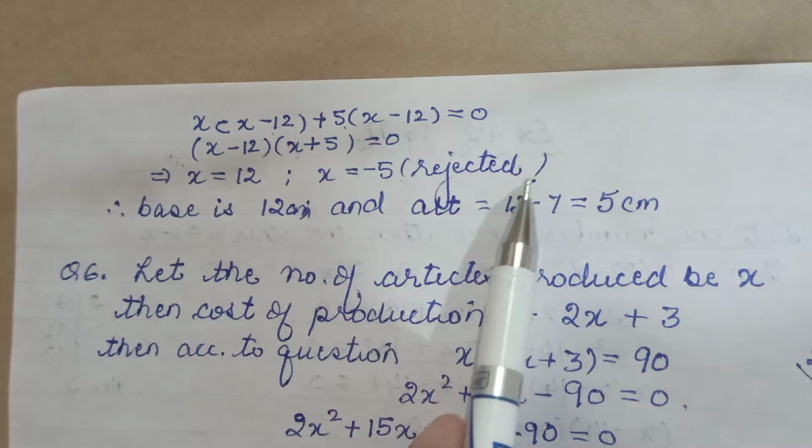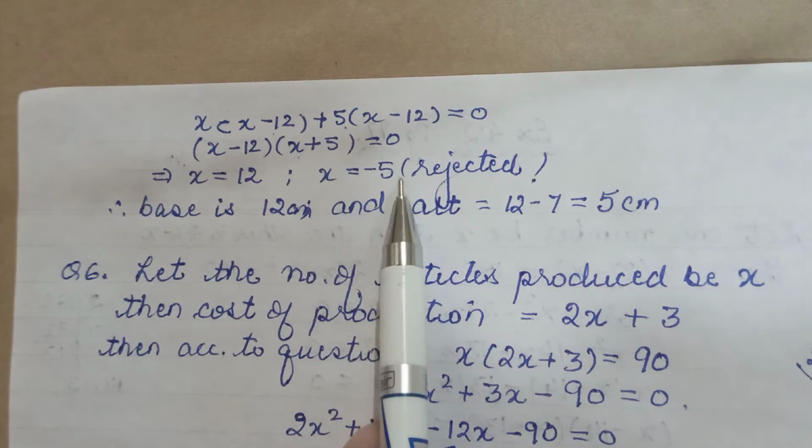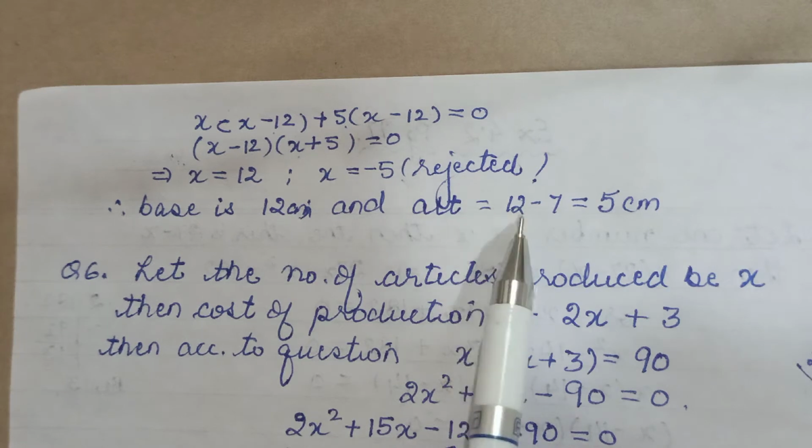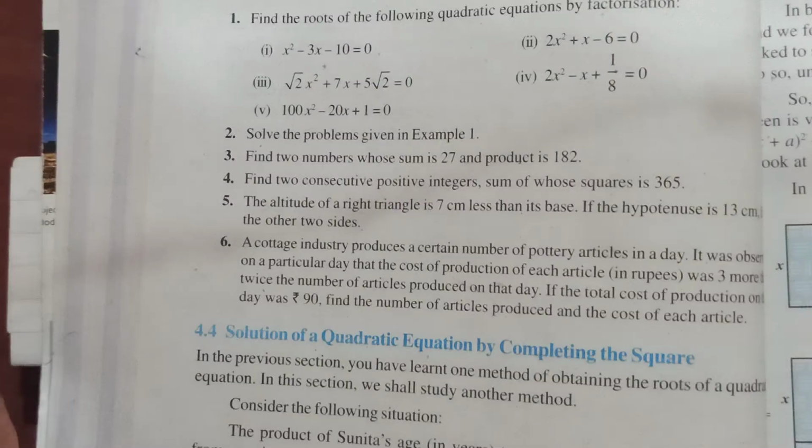Again length है, length can not be negative. x हमारा base था, negative नहीं हो सकता, इसे आप reject कर दोगे. So the base is 12 centimeters and altitude will be 12 minus 7, 5 centimeters.